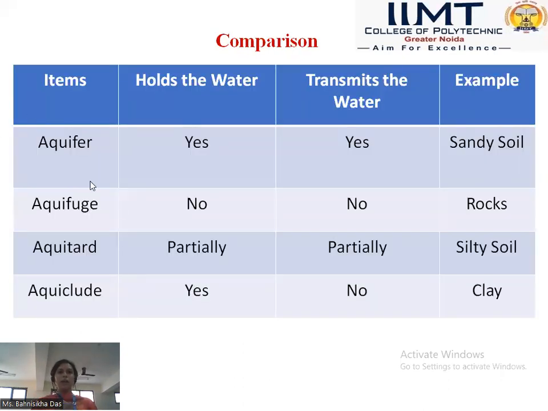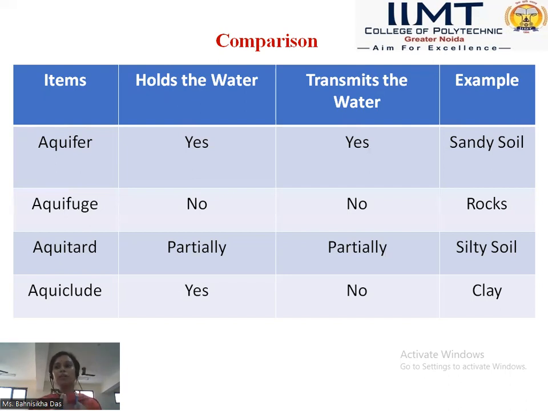So next, as I have mentioned, one particular geological formation is the aquifer. There are various geological formations. First one is the aquifer. An aquifer is a geological formation, or a type of soil, which not only holds sufficient quantity of water, but also yields or transmits sufficient quantity of water.